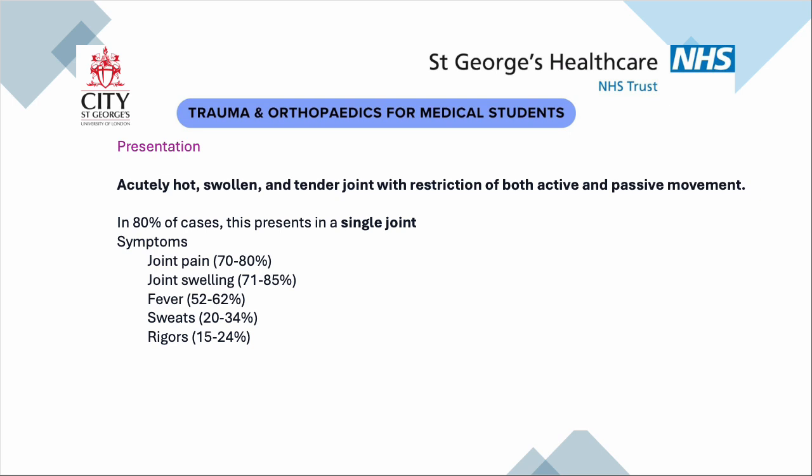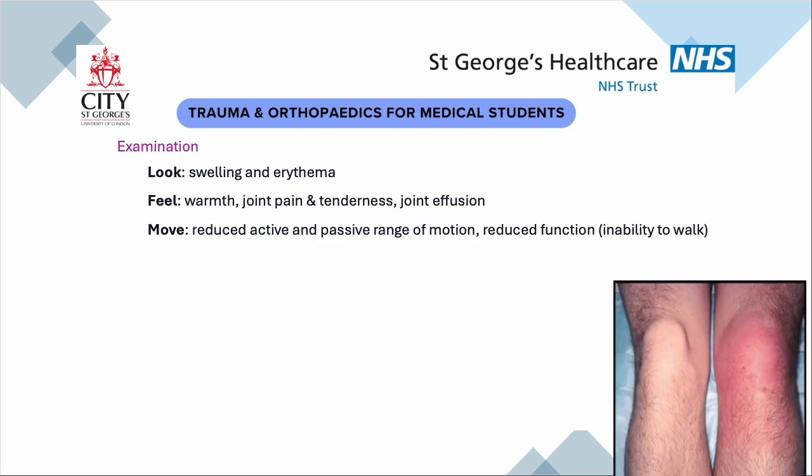So they present with a hot, swollen, tender joint with a restriction in active and passive movement. The majority are in a single joint. However, bear in mind that 3/4 will have joint pain. Again, about 3/4 will have joint swelling. About half will have a temperature, and even fewer will have sweats or rigors. So actually, it can be quite difficult to work out that this is septic rather than one of the other differential diagnoses. When you examine them, you may see erythema.